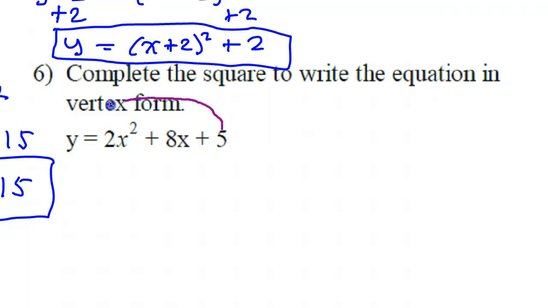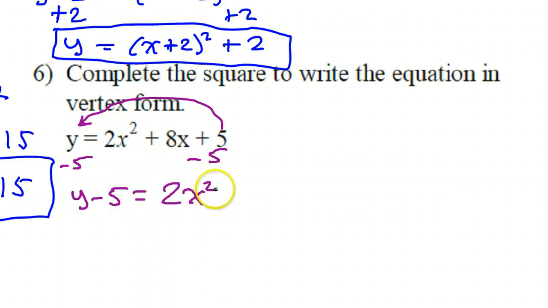As usual, we need to move this 5 out of the way. It's not the right number. So we will subtract 5 from both sides. That will give us y minus 5 is equal to 2x squared plus 8x. Now, normally we would complete the square right now, doing half the middle squared. But we can't because of the 2. It doesn't work when you have a leading coefficient that's not 1.